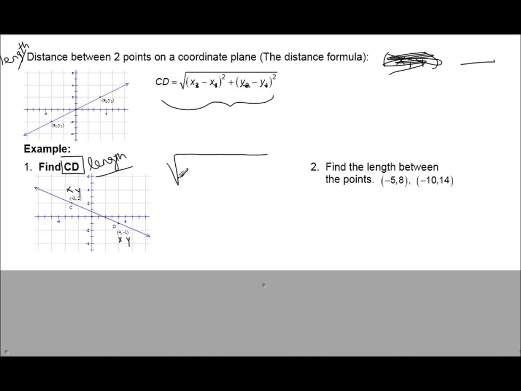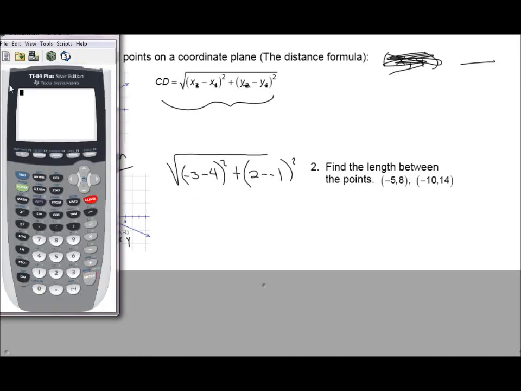So we first start by drawing the square root, and then we take our x value, make sure you use parentheses, take one of your x values, -3, then put a minus sign down, and then your other x value, 4. End your parentheses and then square it, plus your y value squared. So we do 2 minus a -1, and we square it.